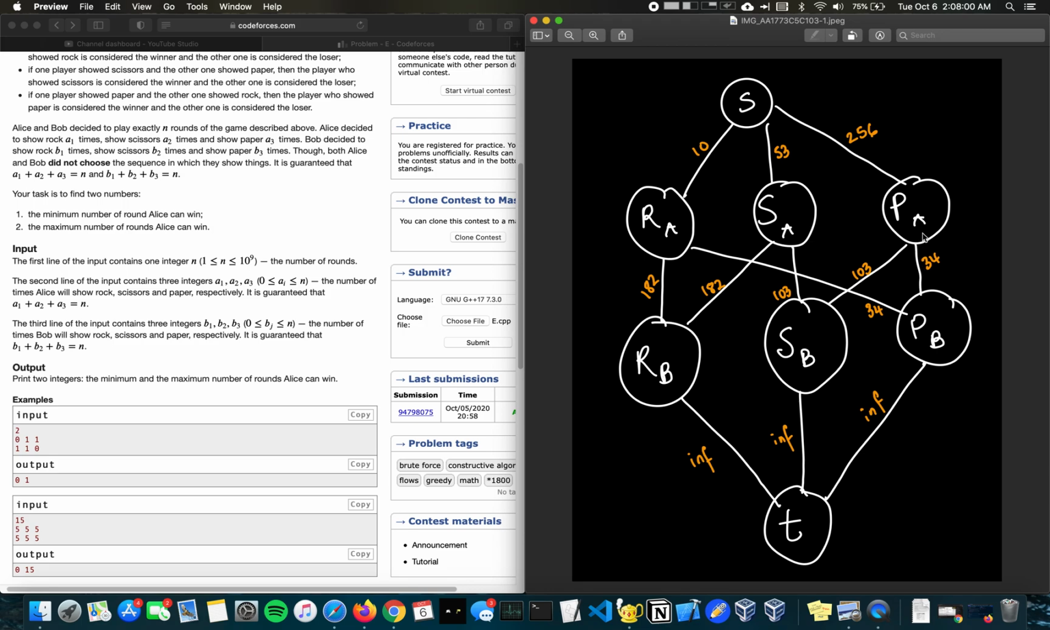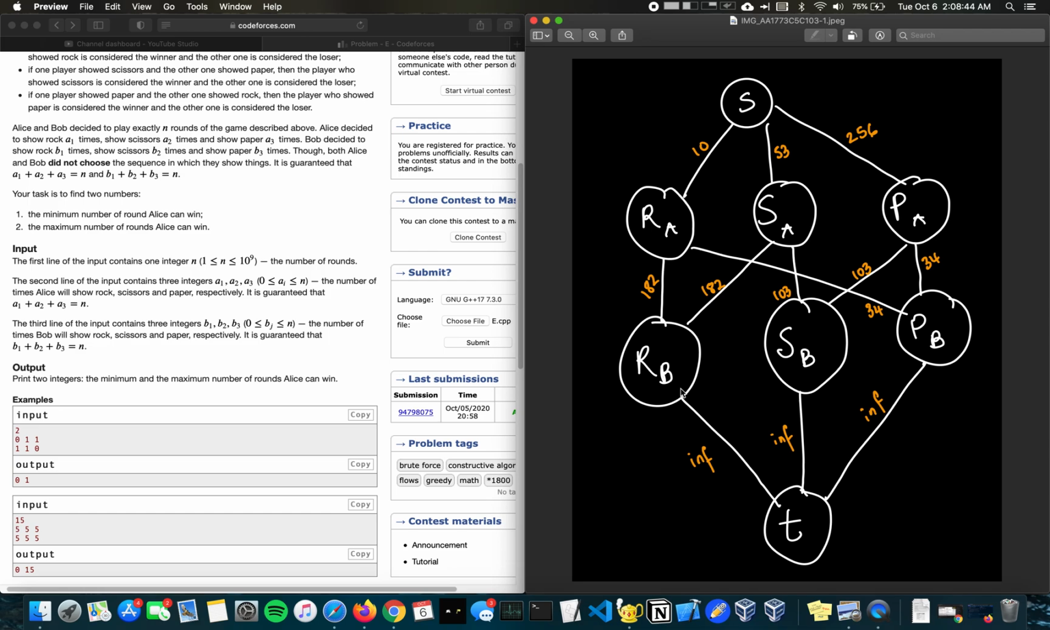So this edge would indicate that they both play paper, they both play scissors, they both play rock. This would indicate that Bob played paper, whereas Alice played rock. So in this case, Bob would win. Here, Bob would not lose. Now the weights on the edges. So this weight is going to be the amount of times Alice plays rock, and then this edge would have the capacity all the way until the amount of times Alice can play S, and so on and so forth.